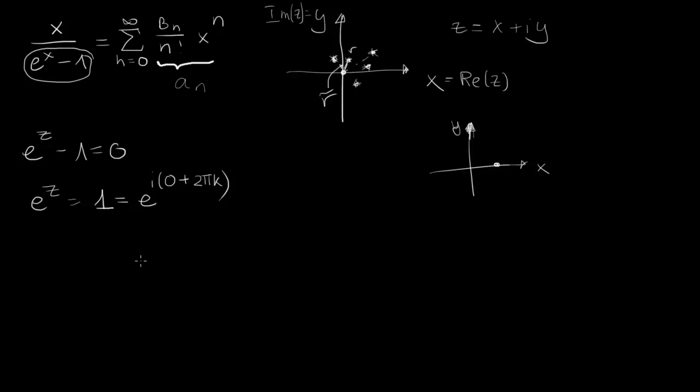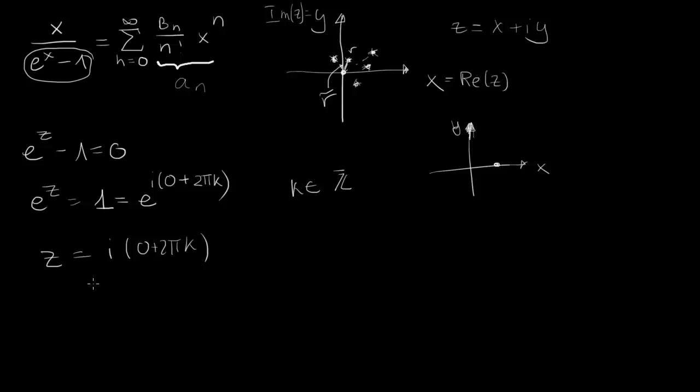So this is what we know, and from that it's pretty easy to solve because we have e here and e there, so the solution is z equals i times (0 plus 2 pi k), and remember k can be any number out of the integers Z.